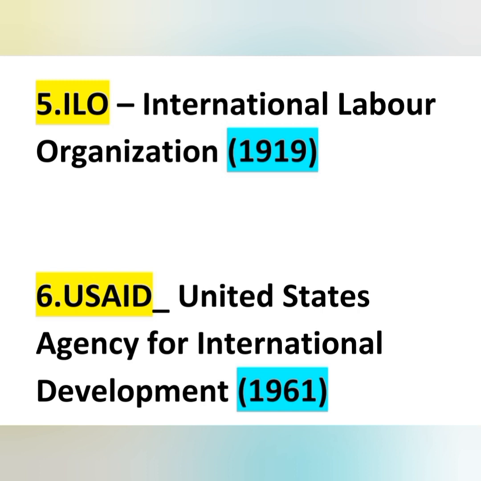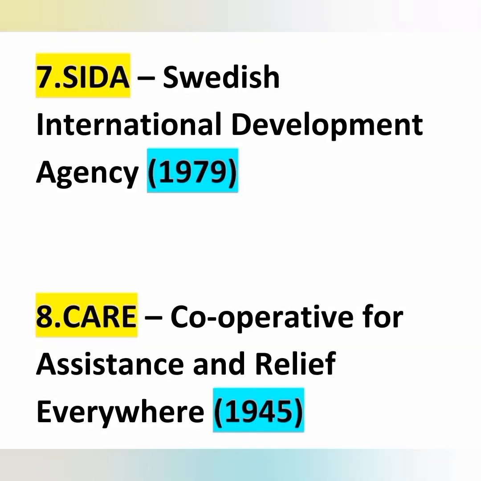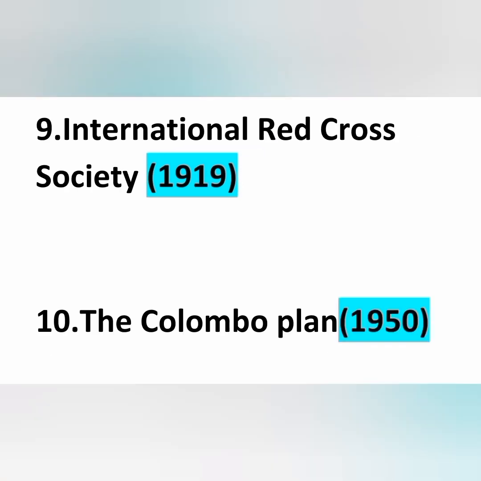And USAID, United States Agency for International Development, started in 1961. And SIDA, that is Swedish International Development Agency, started in 1979. Next is CARE, Cooperative for Assistance and Relief Everywhere, started in 1945. And International Red Cross Society, it started in 1919. And Colombo Plan, it started in 1950. It's all important based on previous questions.